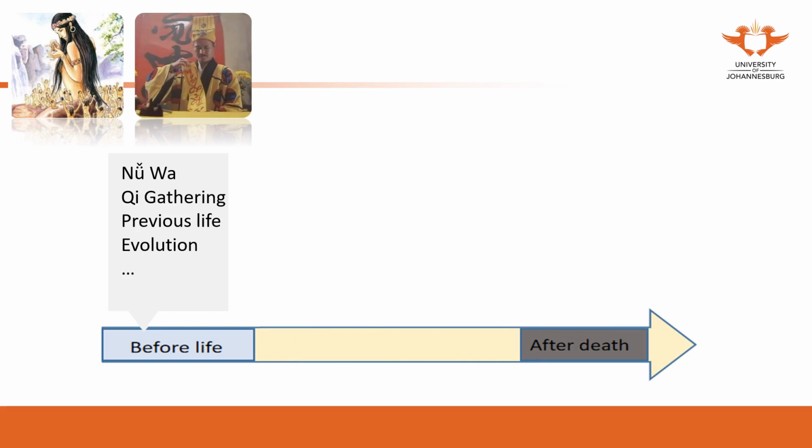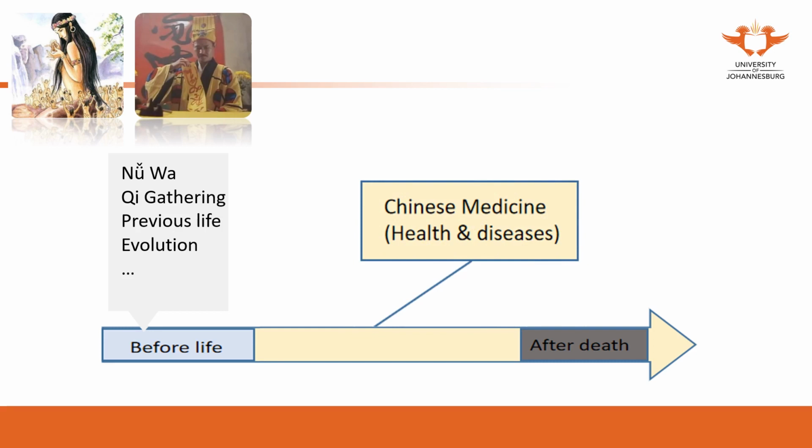Before life, you can see from the timeline, and after death, where Chinese medicine and acupuncture focus on, we only focus on human health and diseases. So for human health and diseases, we do not focus on anything before life. We do not focus on anything after death. So no matter what you believe in, no matter what you think, where we come from, either from the lady or from Qi, or from previous lives, or from God, from evolution, doesn't matter. We don't care about that.